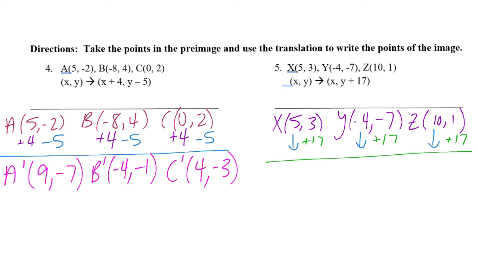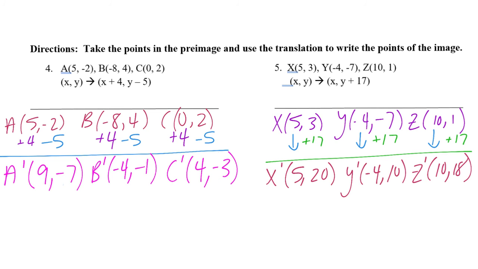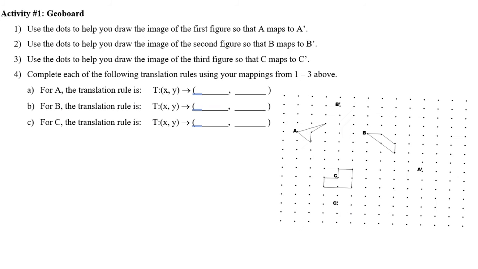So when we do that, x prime is now 520. Y prime is negative 410. Z prime is 1018. Hopefully this is making sense to you. You will have some practice on your homework.